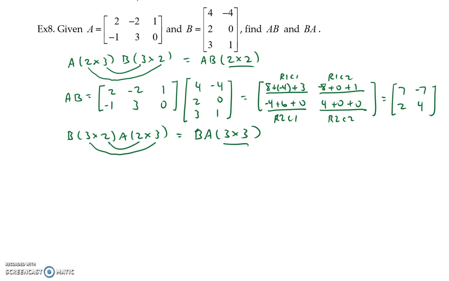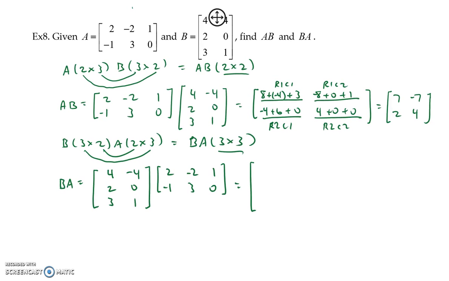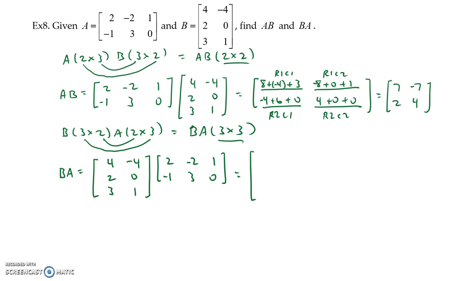Here again, what we should do in computing B times A is list the matrices side by side, but this time we first list B, and then we list A. All right, in this case, B times A is 3 by 3, so there's going to be 9 entries. Here we are. 1, 2, 3, 4, 5, 6, 7, 8, 9.